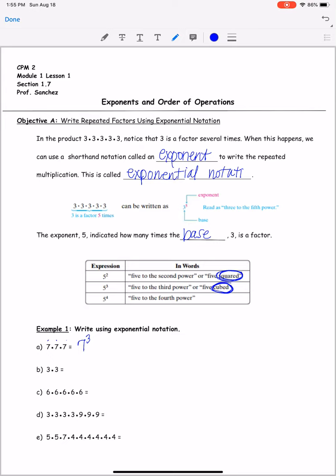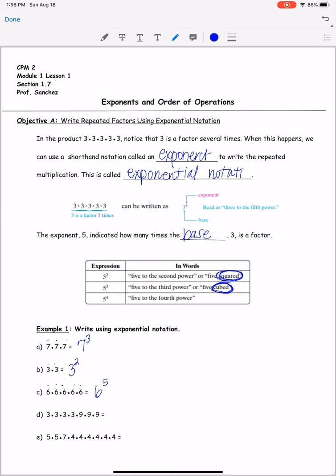On B, you have 3 times 3. So what's the repeating base? That is 3. And how many times is that base repeating? This one's only 1, 2. So you either have 3 squared or 3 to the 2nd power. C, what is being repeated in this one is 6. And how many 6s do we have? 1, 2, 3, 4, 5. So this is 6 to the 5th power.